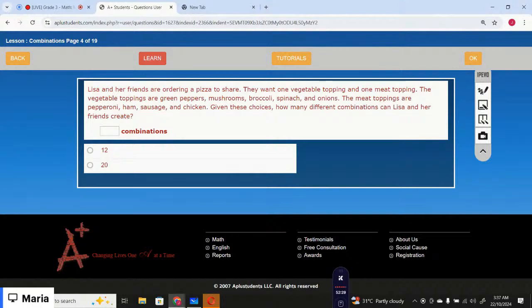Lisa and her friends are ordering a pizza to share. They want one vegetable topping and one meat topping. The vegetable toppings are green peppers, mushrooms, broccoli, spinach and onion. The meat toppings are pepperoni, ham, sausages and chicken. Given these choices, how many different combinations can Lisa and her friends create? So which is the correct option?